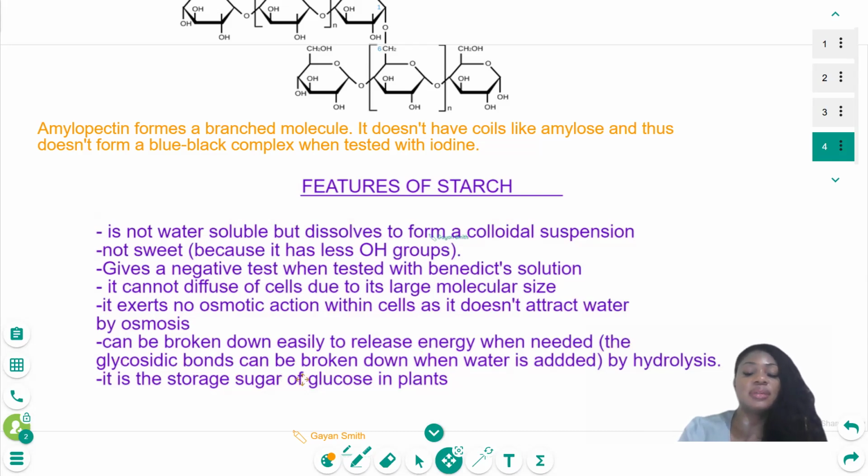That glycosidic bond, the alpha-1,4, can be broken down fairly easily if we add water to the starch molecule, and we can get back the free glucose to be used. So this is the way that plants store glucose. They store it by joining them together to make starch, all right? So please go ahead and copy that for me.